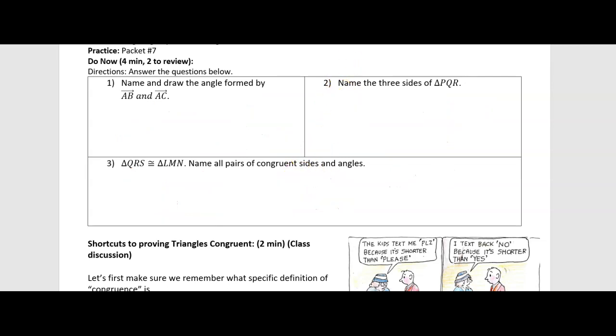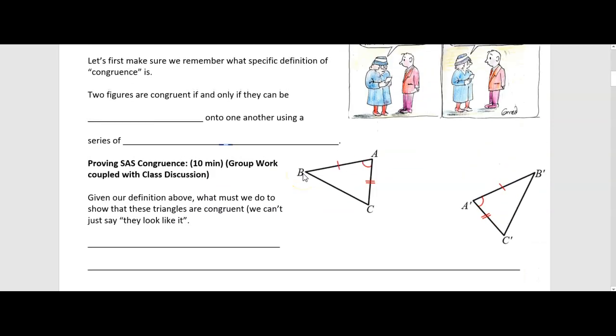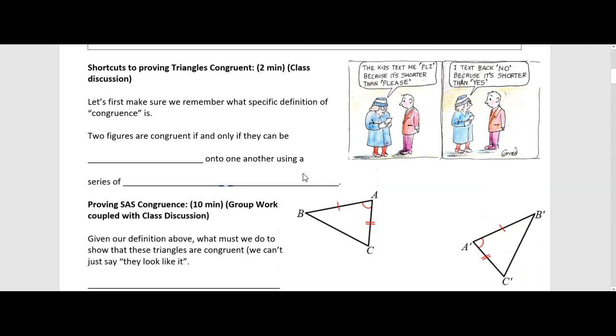All right, before we get to the shortcuts, let's first review what congruence means when we're talking about figures. So 2 figures are congruent if and only if, right? That's a biconditional. Let's get a different color. 2 figures are congruent if and only if they can be mapped onto one another using a series of rigid motions. So that's our definition of congruence. We can map 2 figures onto one another using a series of rigid motions. Hopefully we remember what those rigid motions are. We've got translations, rotations, and reflections.